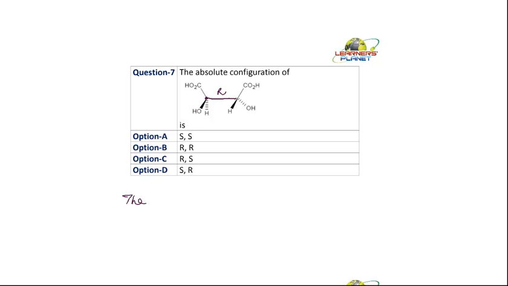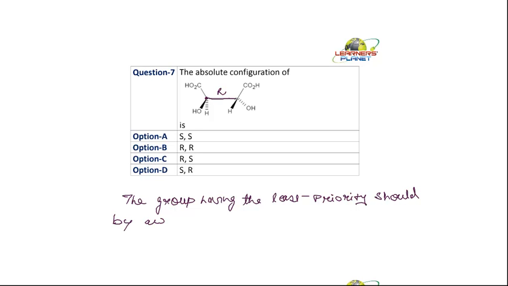the lowest priority, the group having the least priority should be away from the viewer's eyes, right? That is, it should be on the back side.